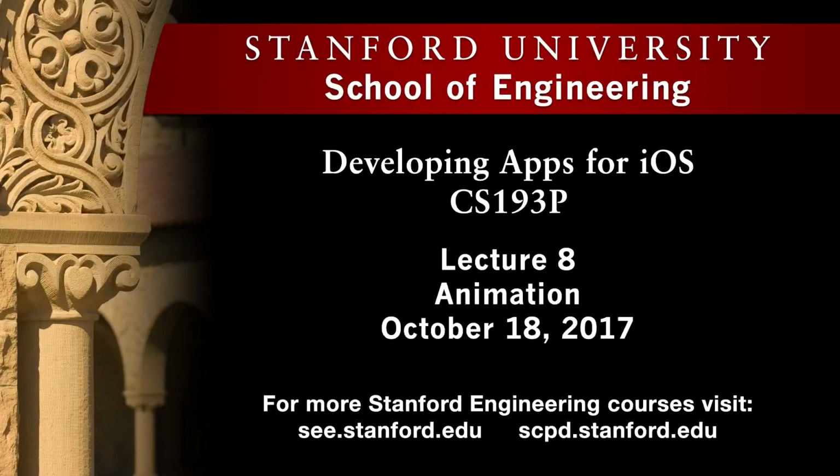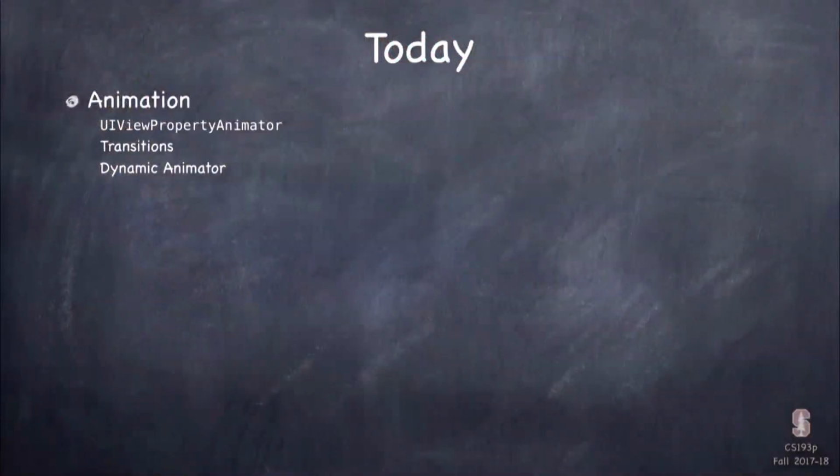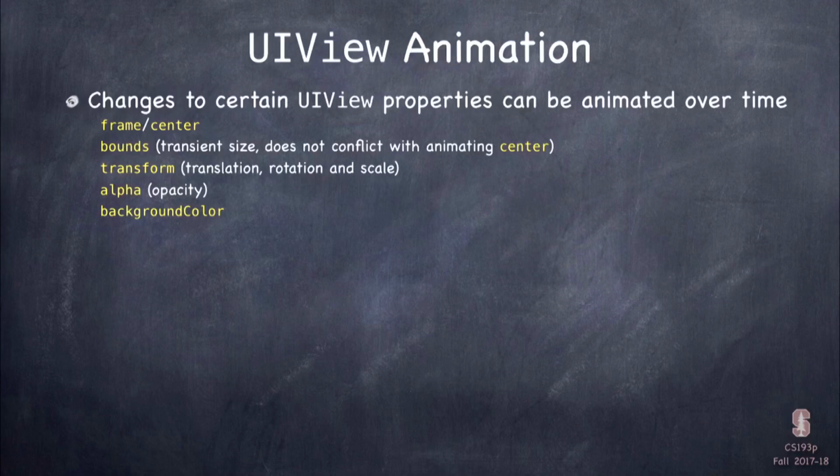Okay, well, welcome to lecture number 8 of CS 193P, fall of 2017. Today it's all about animation. It's going to continue a little bit of what we talked about last time. There's 3 kinds of animation I'm going to talk about today.